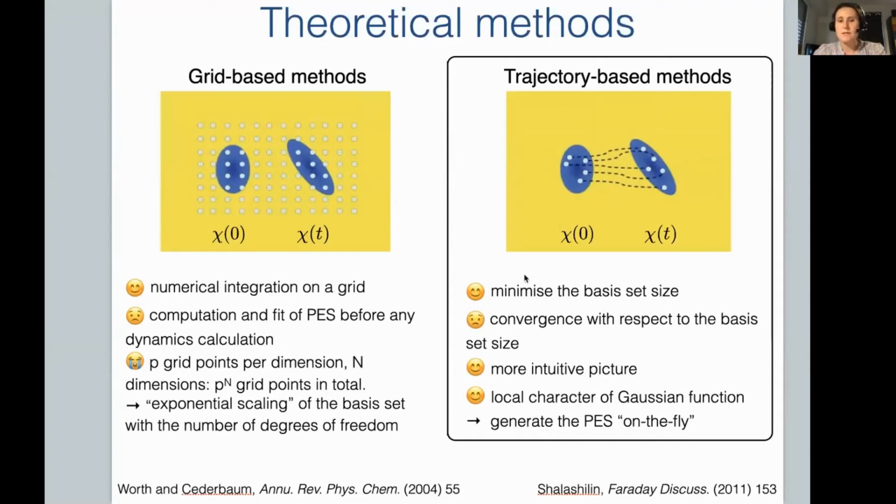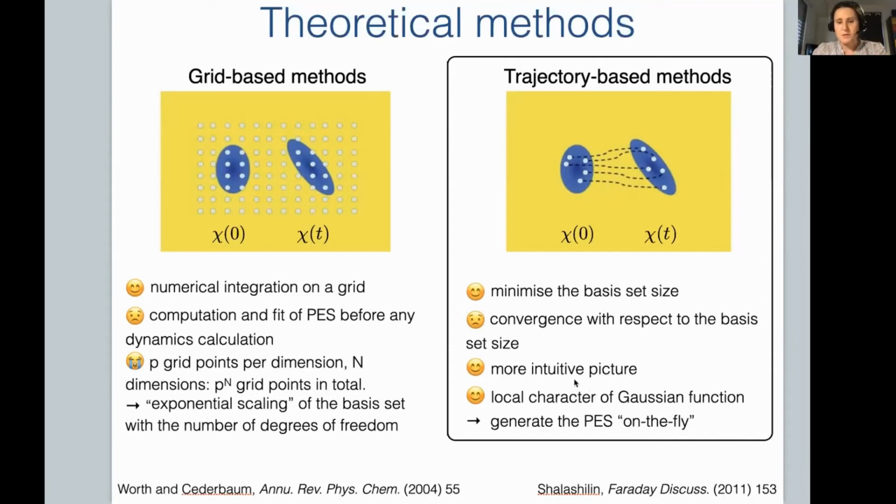The idea here is that you have basis functions that evolve with time. You make them move in such a way that they adapt and describe as best as possible the time evolution of the nuclear function. And that allows you to minimize the basis set size that is needed. So that's nice, but you need to make sure, of course, that you have enough basis functions in your basis set to be converged. It also can be a bit more intuitive because it's a bit more classical-like.